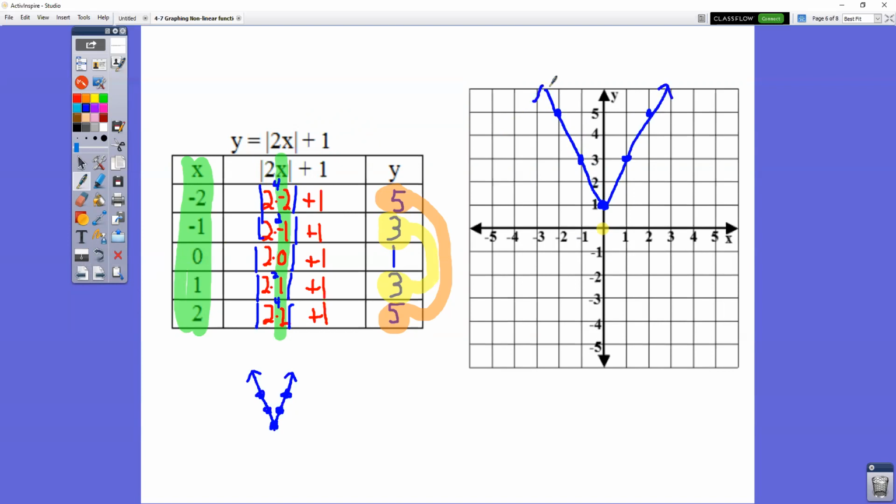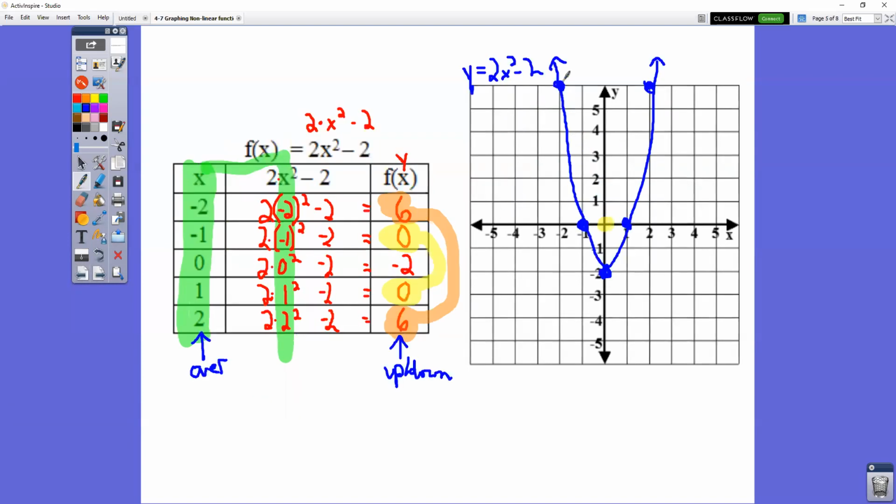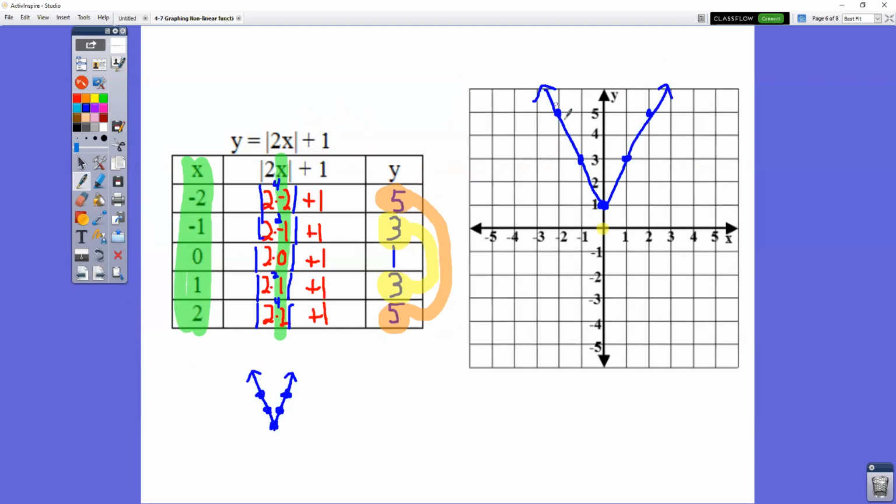as opposed to the U shape where you had like 6 in between and 2 in between. Now these ones are equally spaced. That's how I know this is a V and not a U. Again, just like your U-shaped graph, make sure that you put arrows on the ends of your V, and you should label it as well. Let's take a look at one more.